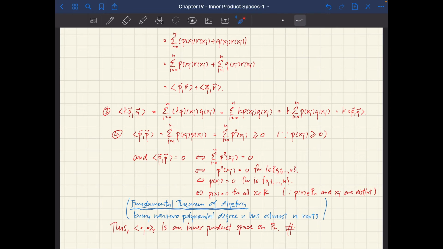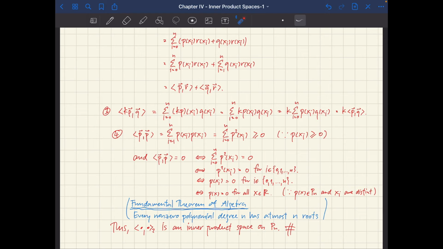Why? Because we need to show that the inner product of P and P is equal to 0 only if P is 0. And what does it mean, the 0 in the polynomial space? It means P is the 0 polynomial, and it means that P(x) is equal to 0 for all x in the real numbers. And how to prove this?